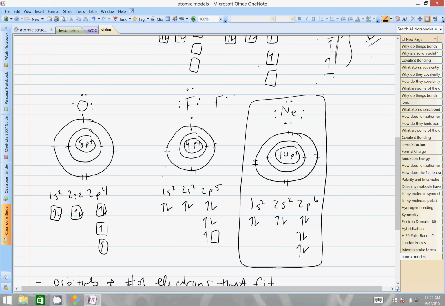F-1. This guy now has a total of 9 protons, but it has 10 electrons. So it has the same exact configuration as does this guy. So this is the configuration for neon, but it's also the configuration for F-1, which is fluoride. For this guy to become stable oxygen, it would need to become O-2. Alright, so that means it would have 8 protons and, again, 10 electrons.